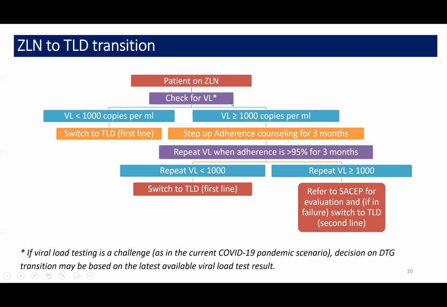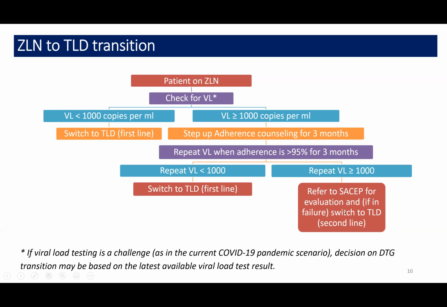If the viral load is more than or equal to 1000 copies per ml, then the patient will undergo step-up counseling for 3 months, where intense counseling will be done for maintenance of good adherence and also overcoming barriers to adherence. When the adherence of the patient is more than 95% for 3 months, then viral load will be repeated. If the repeat viral load is less than 1000, then this patient will be continued on TLD as first line itself. If the repeat viral load is more than 1000, then this patient will be referred to SASEP for evaluation.